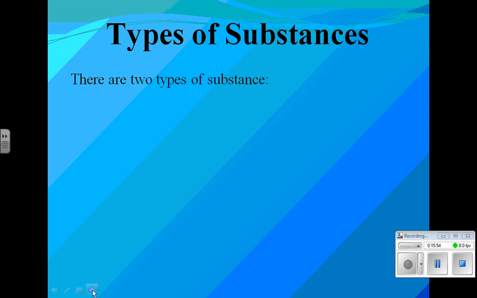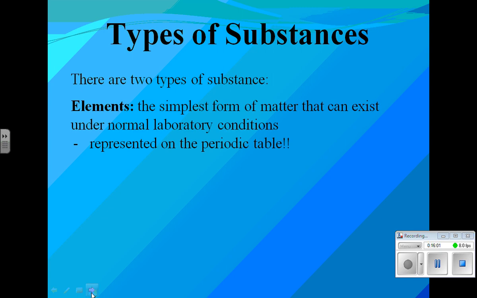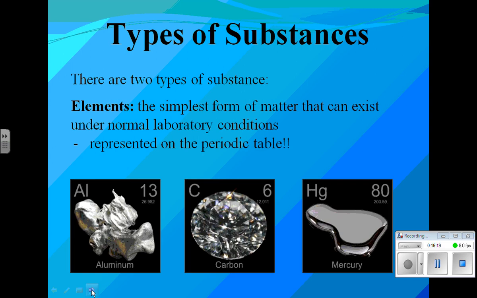Now, substances can also be broken down into two different categories. So mixtures could be broken down into two types, but substances can as well. And those two types would be elements and compounds. Elements are the simplest form of matter that can exist under normal lab conditions. And these are all on the periodic table. They have their own individual square. So if it's an individual square on the periodic table, it is an element. Aluminum, carbon, mercury, all of those have a square on the periodic table, so they are elements.